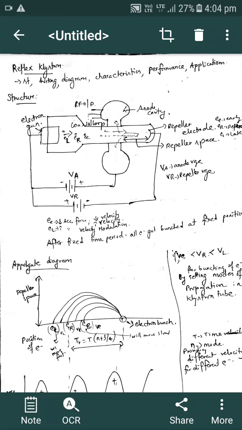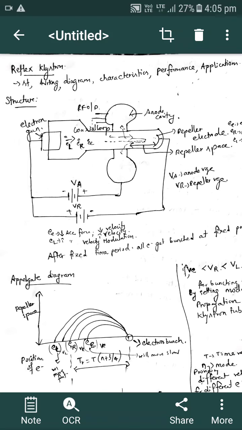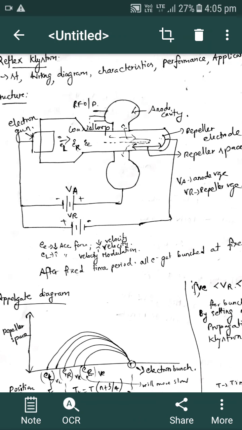When you see the operation, the function of the electron gun is that it generates electrons continuously. The generated electrons move towards the repeller electrode. Before that, if you see the connection, the electron gun is connected to the negative of the anode voltage, and the repeller electrode is connected to the negative of the repeller voltage. So the generated electrons from the electron gun move towards the repeller electrode.